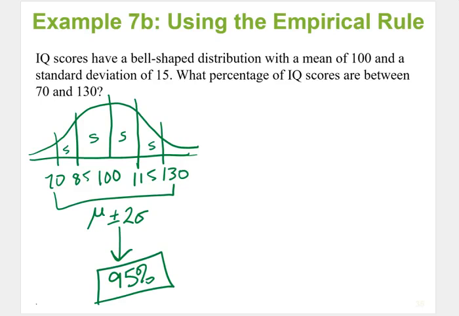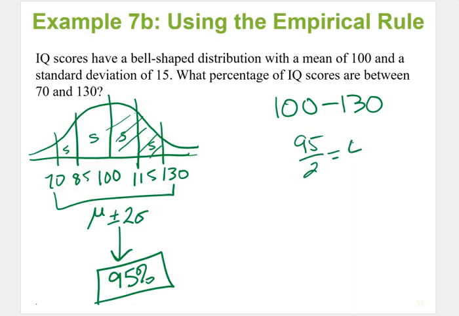And then you could break this down also as well. Like if I only asked you from 100 to 130, right? Well, it would just be this area right here. It would just be half of that, right? Because here's the other half over here. So 95 divided by 2 would give me, again, and I'm not doing this in my head because I don't want to mess up, 47.5%. So I could make 20 different questions just based on this one little drawing, which is kind of nice. So you can use that empirical rule in many different ways to help you.